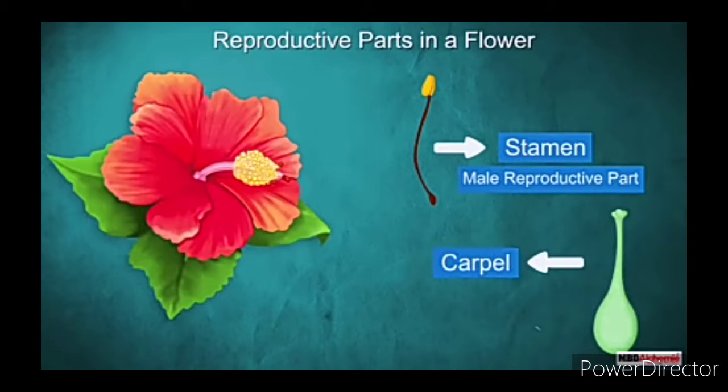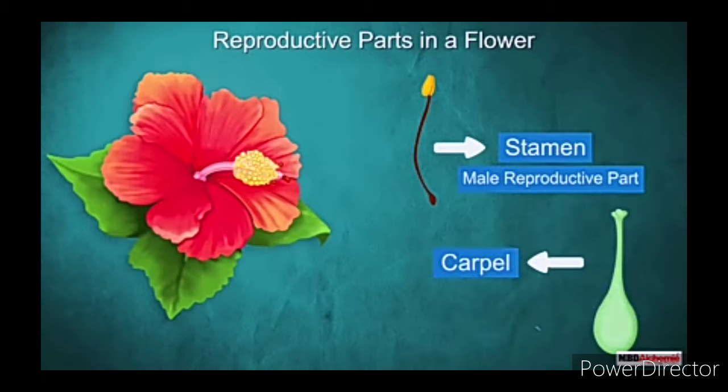Androecium is the male reproductive part, that is the stamen. The single part is called a stamen. So the group of stamens all together is called the androecium, that is the male reproductive part. Then the female reproductive part is called a carpel or pistil. The group of carpels and pistils is called the gynoecium. That is the female reproductive part of the plant.